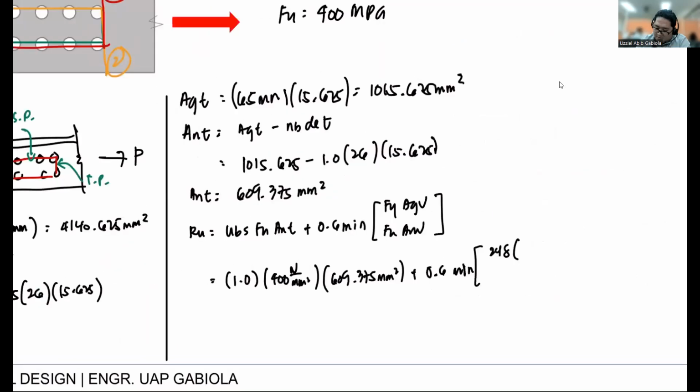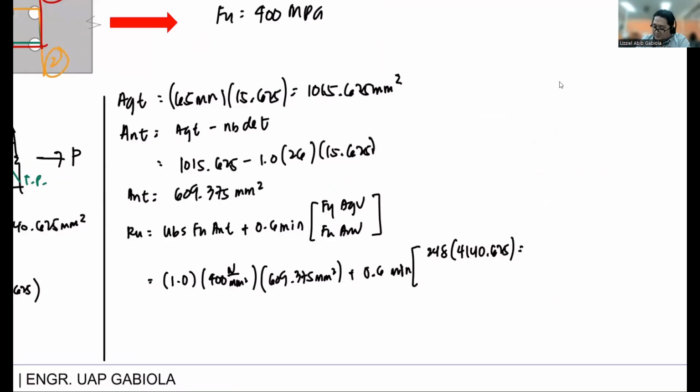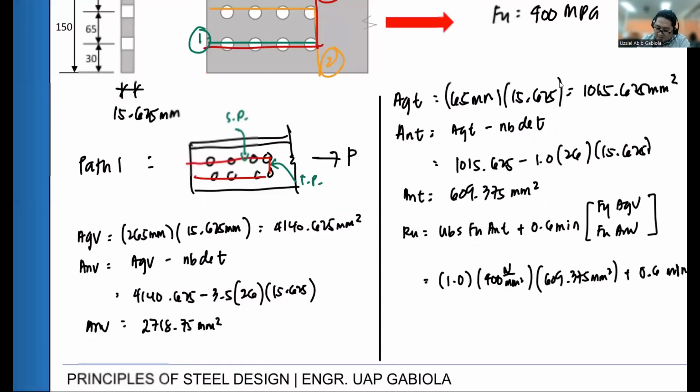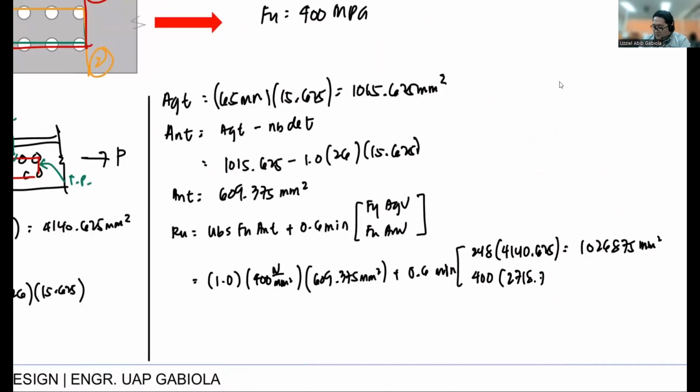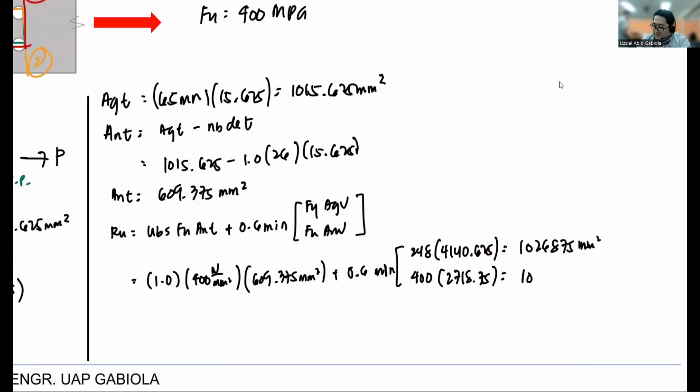So when multiplied, that is 1,026,875 mm squared. And that is 400 times our ANV, which is 2718.75. So 2718.75 times 400 is 1,087,500 mm squared. Okay? So looking at this term, we need the minimum. So the governing one will be this one, the smaller value.